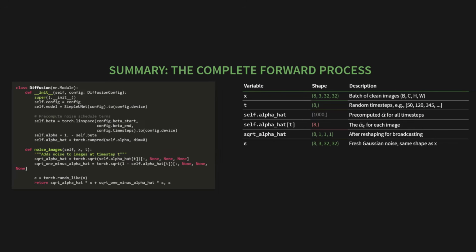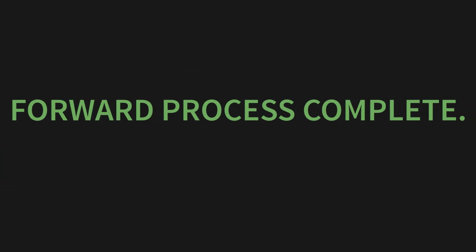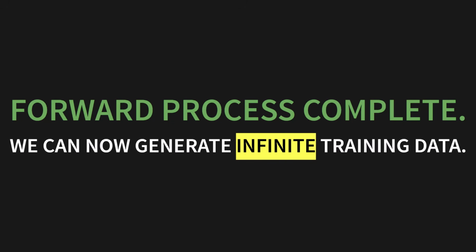So let's put it all together and summarize. Here is the complete forward process. In our init method, we pre-compute the schedules, beta, alpha, and alpha hat. Then, in our noise function, we take a batch of images x and time steps t. We look up the right values from our pre-computed schedules, reshape them for broadcasting, sample some fresh noise, and combine everything to get our final noisy image. You can see all the variable shapes in this table here. Everything lines up perfectly. And that's it. Forward process complete. We can now generate basically infinite training data on the fly. We can take any image from any dataset and corrupt it to any time step instantly.